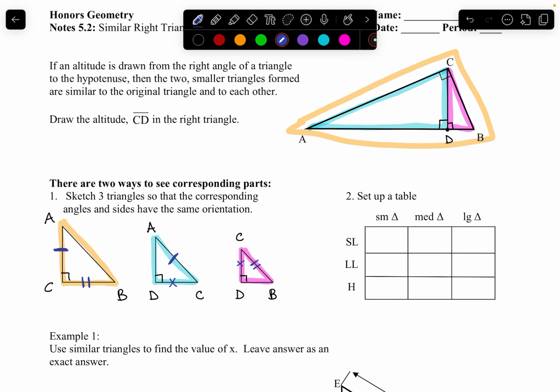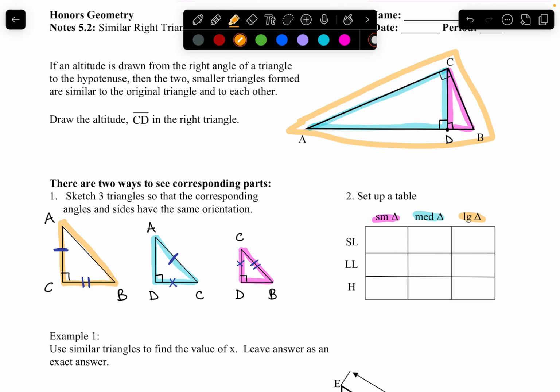Now, this is kind of a pain to do every time, to draw them out like this. So instead, what we do is we set up a table. The way that this table is set up is we are going to put all of our small triangle information in that first column, our medium in the second column, and then our third in this column here, okay? SL stands for the short leg, LL stands for the long leg, and H stands for the hypotenuse, okay?